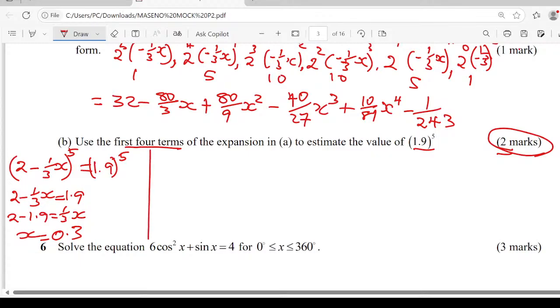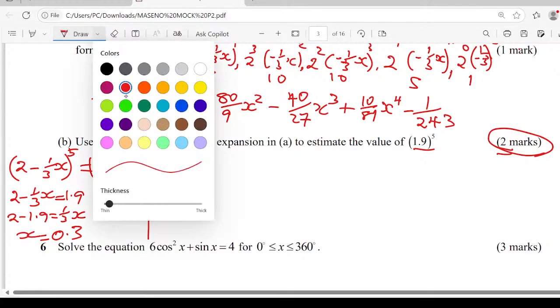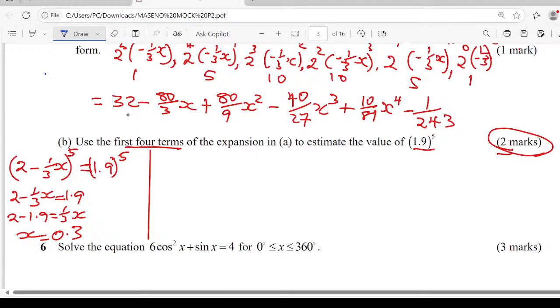Then they have said using the first 4 terms. What are our 4 terms? Let me show you the 4 terms. Maybe I indicate here using blue. This is your first term, second. Those are our terms. So we are going to use those terms, but wherever there is x, we are going to input the value of x. That takes us into 32 minus 80 over 3. Instead of saying x, it will now be times 0.3 because that's the value of x.